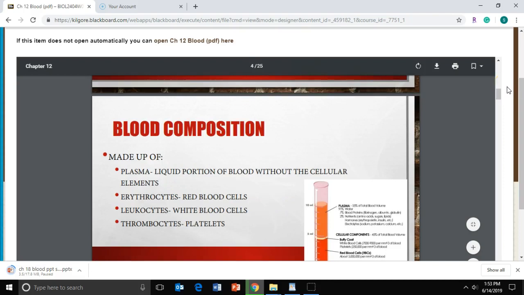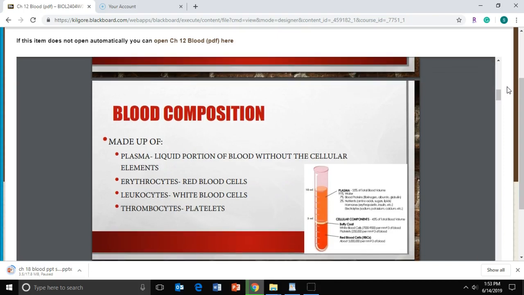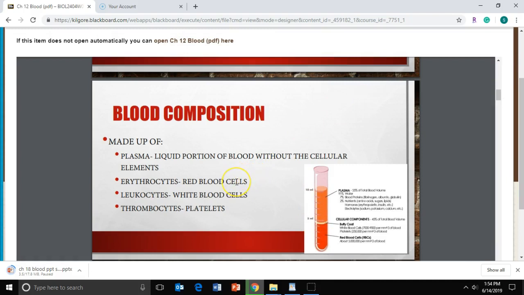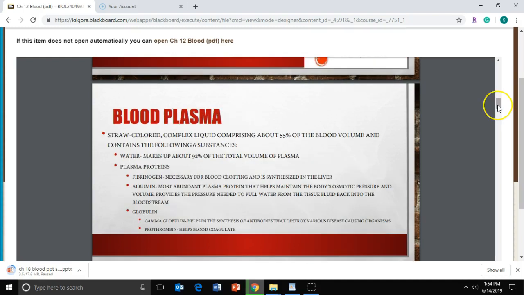The first thing I want us to look at is if we took blood and we were to put it in either a test tube or a small capillary tube and spin it in a centrifuge so that the heavier cells go down to the bottom. The erythrocytes are red blood cells here at the bottom. The leukocytes are the white blood cells here in the middle. And also the thrombocytes or the platelets are here in this buffy coat. Plasma then makes up about 50% of your blood.